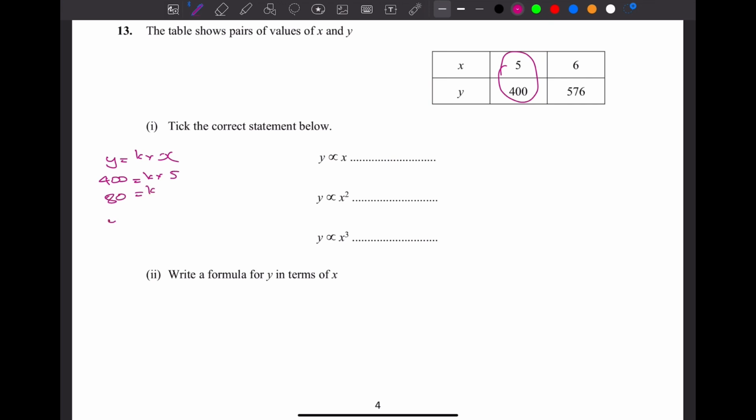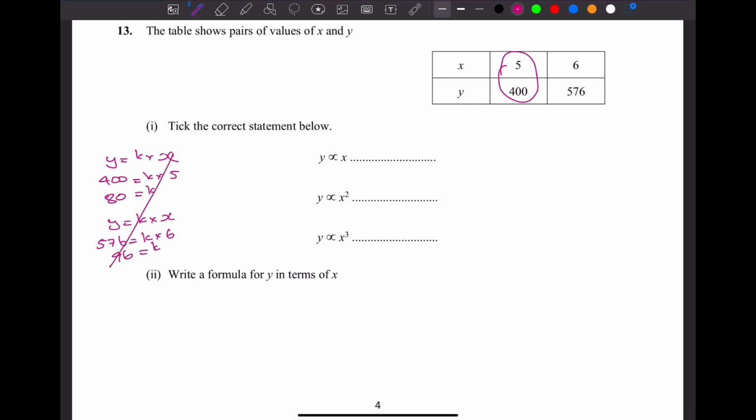Let's try again. Y equals k times x on the other one. We just need to make sure that the k is the same. Y is what? 576 equals k times x, x is 6. K is 576 divided by 6 is 96. Well, k is not the same number, so it's not that one.